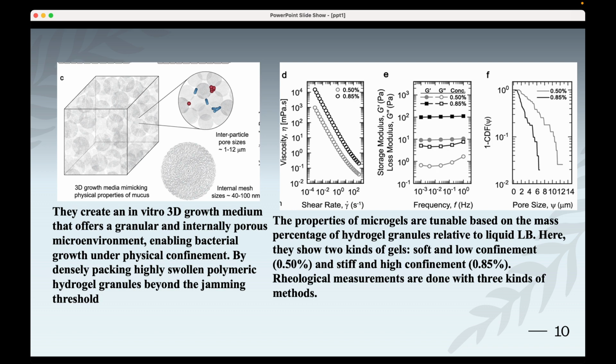The properties of microgels are tunable based on the mass percentage of hydrogel granules relative to the liquid LB. Here they show two kinds of gels, soft and low confinement, and stiff and high confinement. As I told you earlier, for soft and low confinement it is 0.5%, and for stiff and high it is 0.85%. Rheological measurements are done with three kinds of methods.